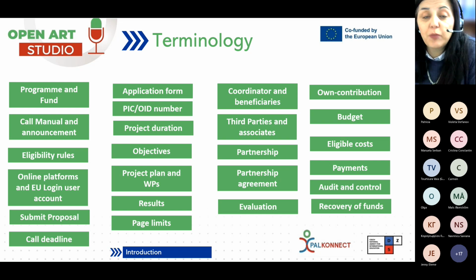Project duration. Each one of the projects that you're going to plan needs to have a starting and ending date. So in the manual, it's written that, for example, we are accepting proposals from 20 months to 36 months. So respect the rules and indicate a specific project duration.